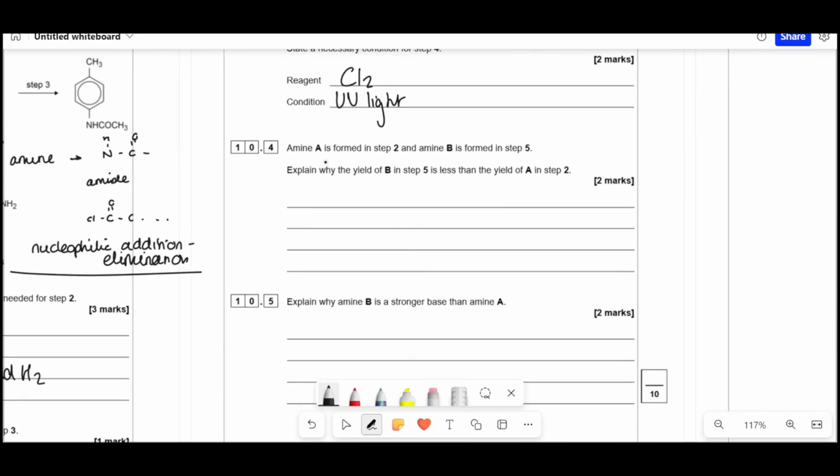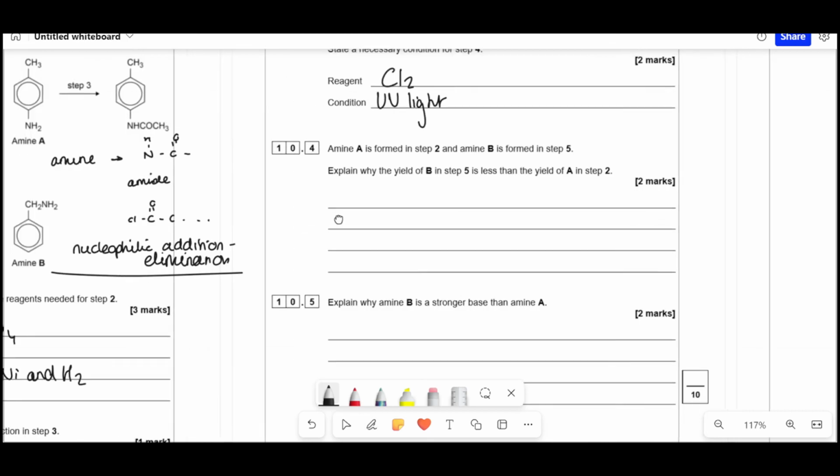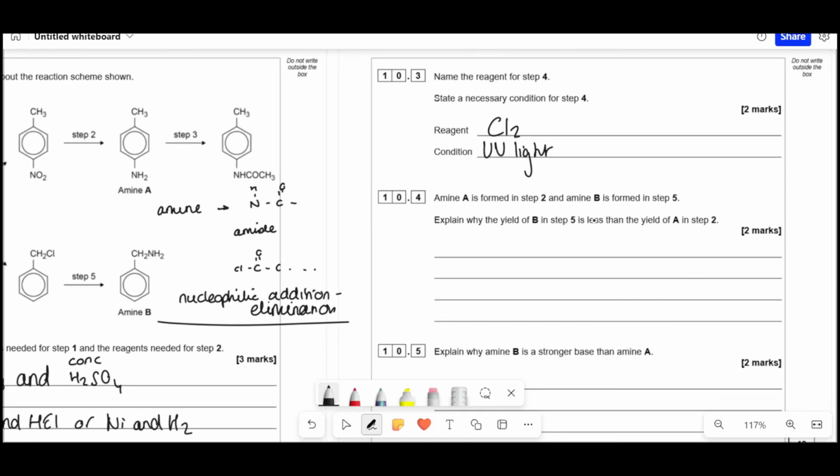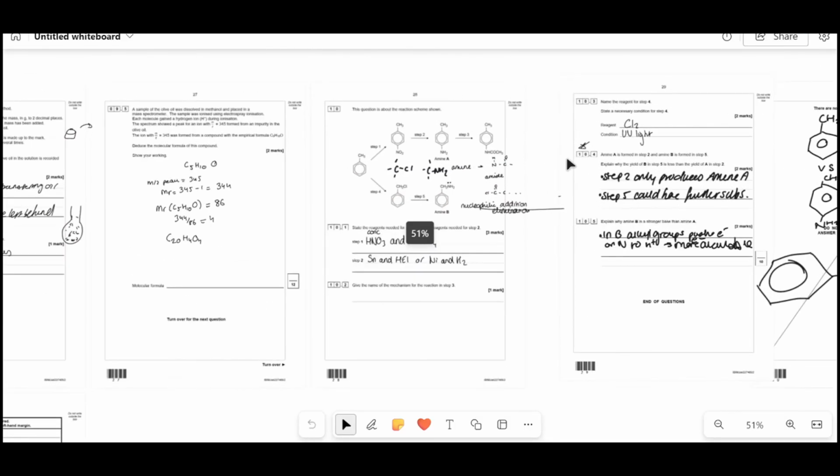Then it says, amine A is formed in step 2 and amine B is formed in step 5. Explain why the yield of B in step 5 is less than A in step 2. So let's see what we've got going on here. What it's saying is, why on earth are you making less B versus A? So compare them side by side. I realized that it didn't record the last part of this, which is really annoying.